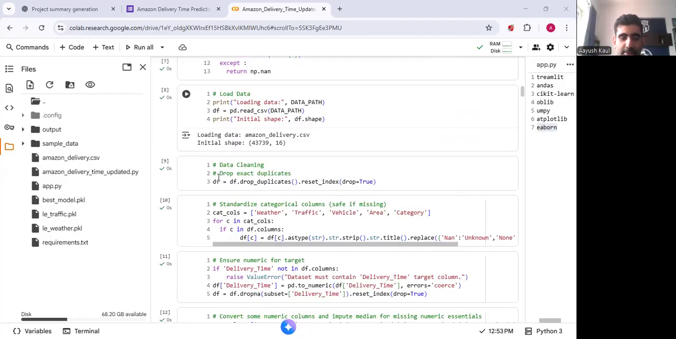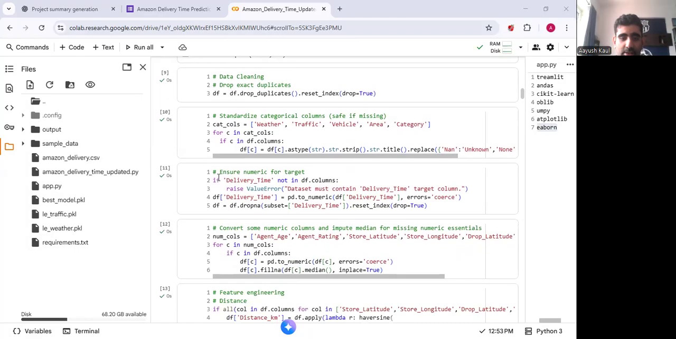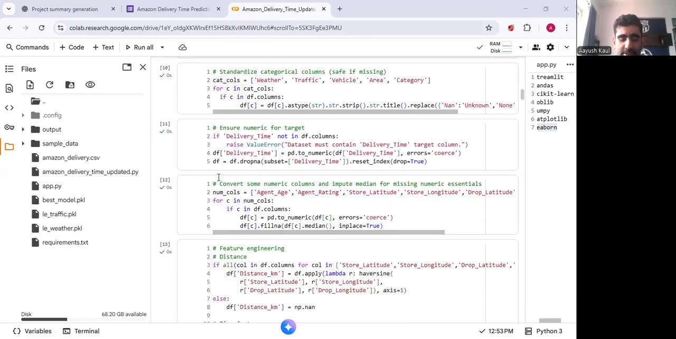And then I cleaned the data by dropping the exact duplicates. And then I standardized categorical columns. And then I converted some numeric columns and imputed the median for missing values in those numeric columns.